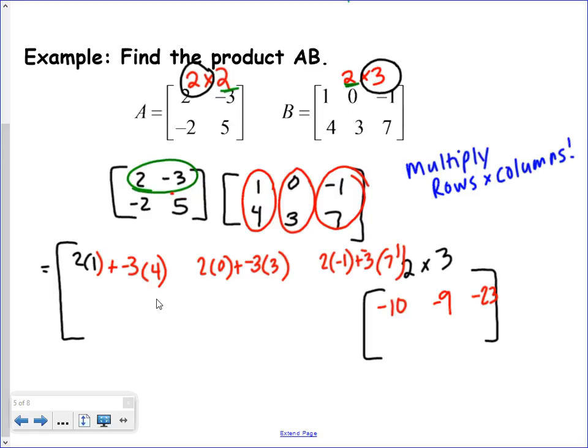Then I want to get the second row. So I just repeat the process. If I want the second row, first column entry, I multiply the second row by the first column, right? Okay, so now I would pick up negative 2, 5, and I would multiply it by the column 1, 4. So in the row below, I'm going to have negative 2 times 1 plus 5 times 4. That's negative 2 plus 20, or 18.